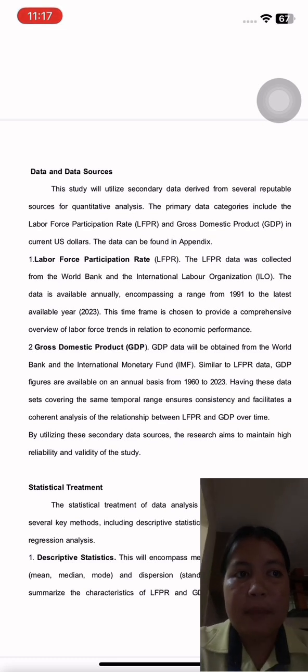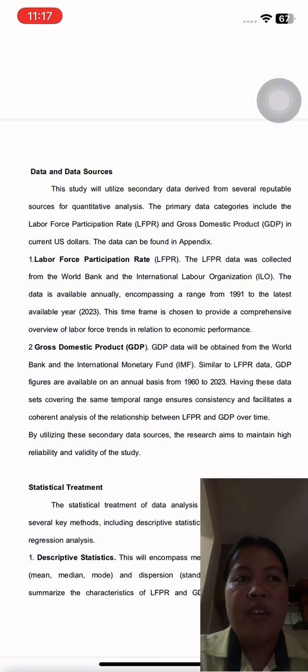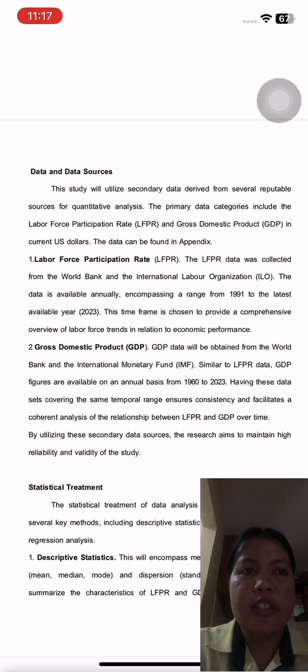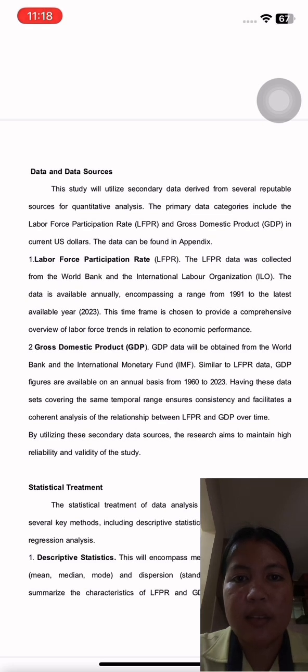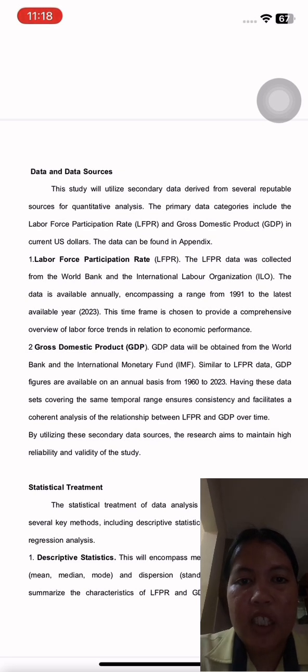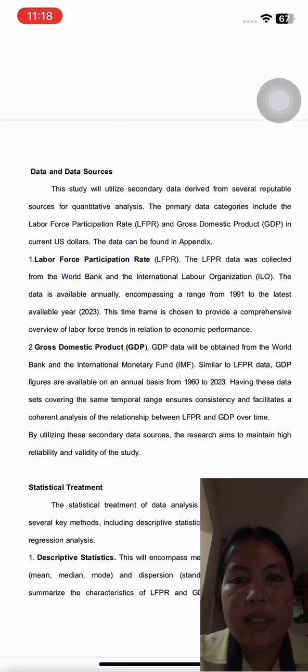So for this study, we'll be using data that has already been collected by trusted organizations. This is called secondary data. We're focusing on two key pieces of information. So first is labor force participation rate, or LFPR. The LFPR data was collected from the World Bank and the International Labour Organization, ILO. The data is available annually, encompassing a range from 1991 to the latest available year, 2023.